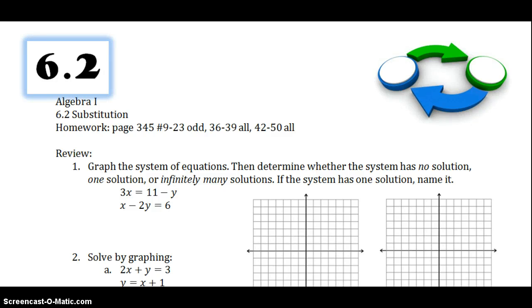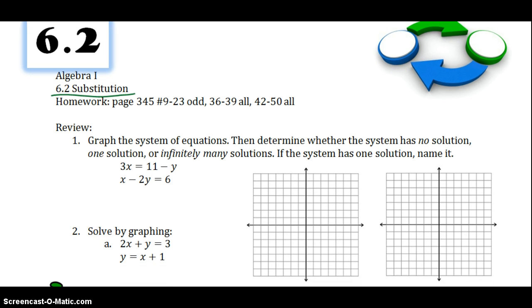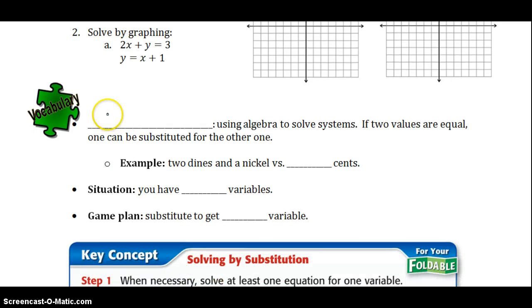Okay, algebra students, we're now ready for section 2 of chapter 6, where we're still working with systems of equations, but this time our method for solving them is going to be substitution. Notice the little diagram here where we replace one thing with the other thing and they must be equal. So substitution is using algebra to solve a system. If two values are equal, one can be substituted for the other.